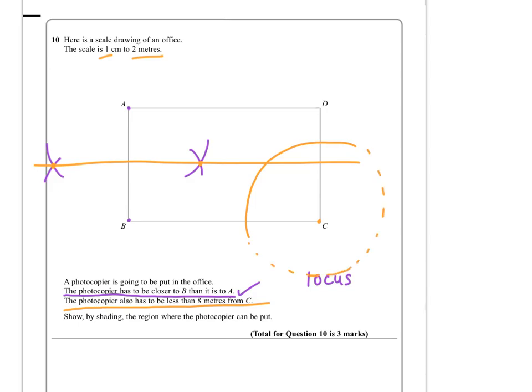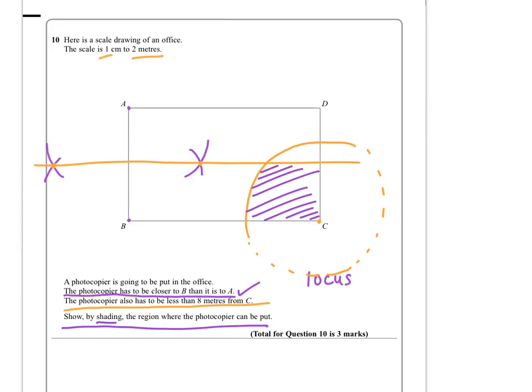show the construction lines. And then you've got to read this carefully now. It says, show by shading the region where the photocopier can be put. So it's got to be closer to B than it is A. So it's definitely going to be this part here, I would say, because it's also got to be less than 8 meters from C.